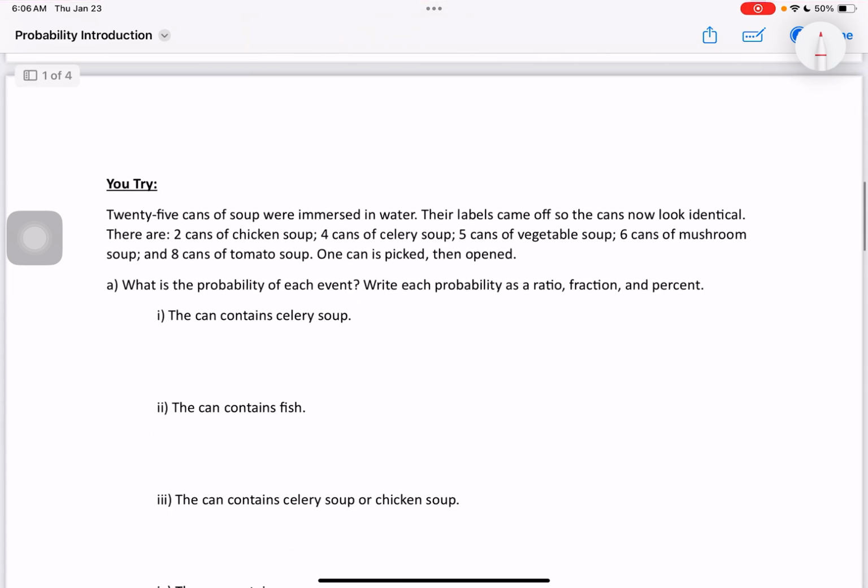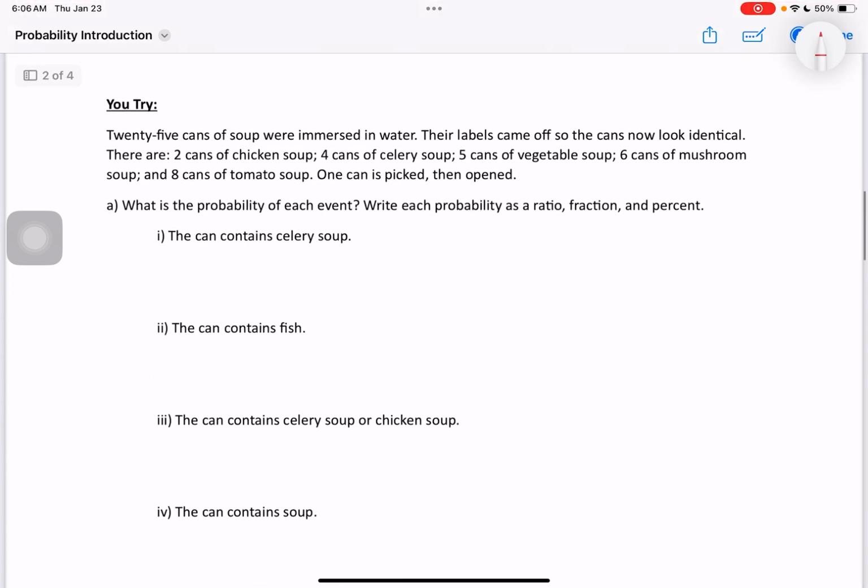Okay, so here's an example for you to try. So I'm going to give you some spots where you can pause the video to try to find the answer yourself, and then I will give you the answer. So 25 cans of soup were immersed in water. So I'm going to highlight the important bits on the way. 25. Their labels came off, so the cans now look identical.